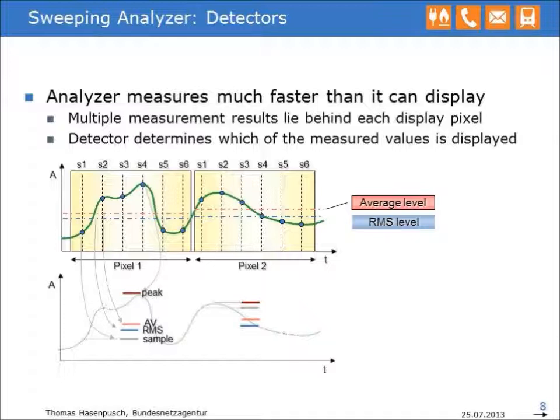And then some analyzers also have a so-called sample detector, and the sample detector randomly picks the first pixel. So that is displayed here, and this pixel is selected in that pixel. So we need to understand how these analyzers work in order to see how the detectors can be used.